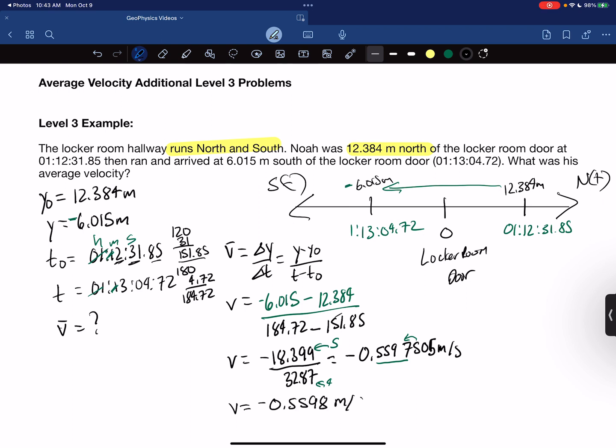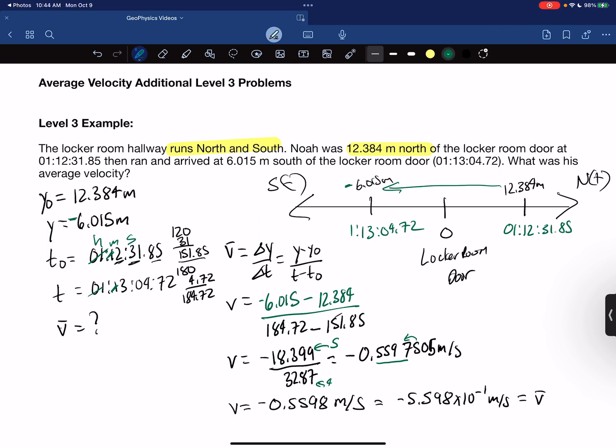0.5598 meters per second. And then lastly, we can evaluate this answer in scientific notation to determine whether it can go into scientific notation. And indeed, since it is less than 1, it does need to go in scientific notation. So it becomes negative 5.598 times 10 to the minus 1 meters per second, and that's the average velocity.